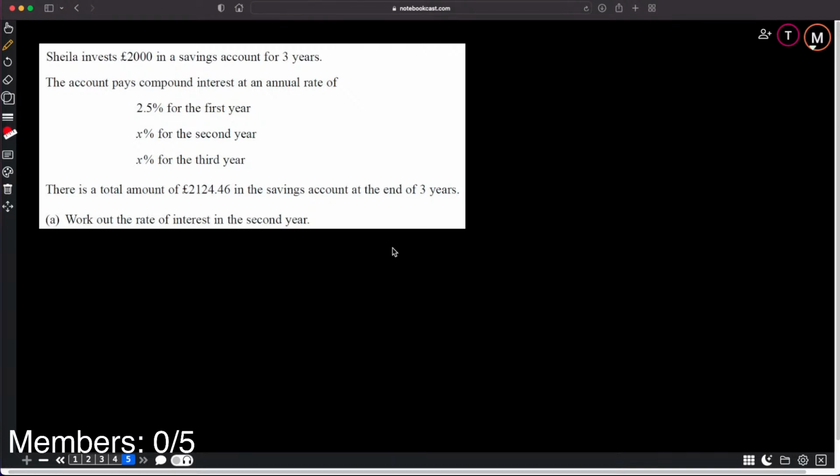Reverse interest. Sheila invests £2,000 in a savings account for 3 years. The account pays compound interest at an annual rate of 2.5% for the first year, X% for the second year, and X% for the third year. There is a total amount of £2,124 and 46 pence in the savings account at the end of 3 years. Work out the rate of interest in the second year. All right. So we're given the interest rate for the first year.